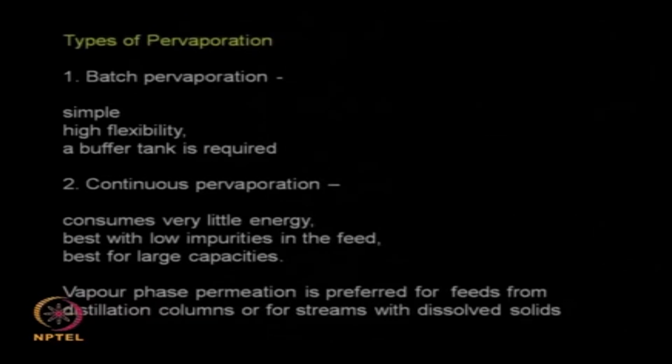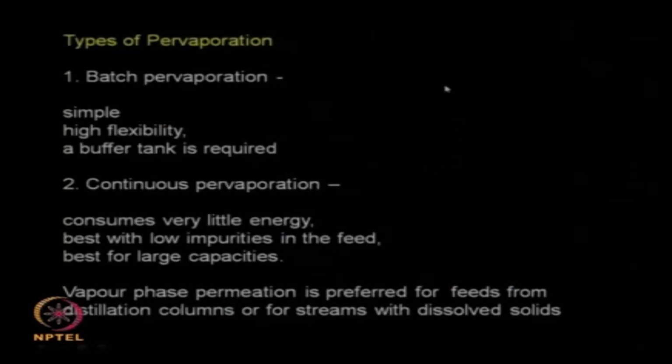Now as I mentioned, you can do it in batch mode or in continuous mode. Obviously the batch mode of pervaporation is very simple and has high flexibility, so I can use the same setup for different types of components and so on, but you will require a buffer tank. You will have a feed tank into which your feed may come in, then the pervaporation system, and the product has to be collected in another tank. So you need a buffer tank.